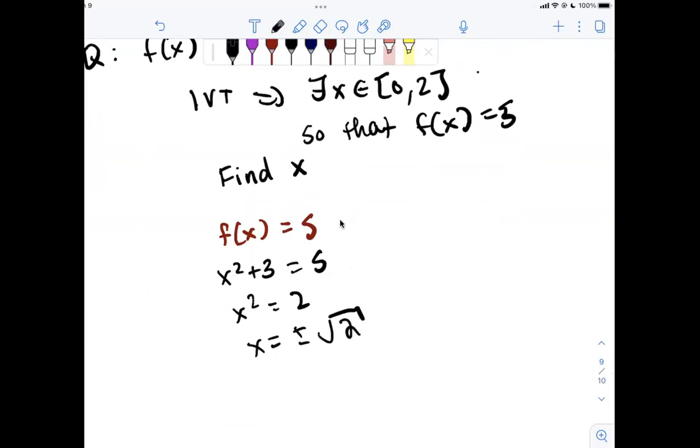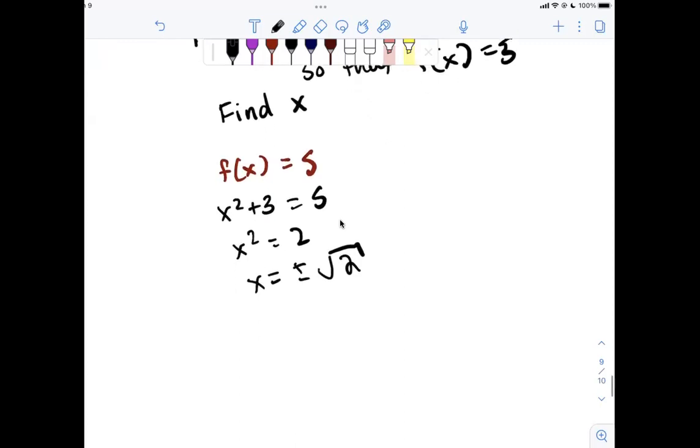Now x has to be between 0 and 2. So we need to take the positive square root, and that is between 0 and 2. So we actually are just going to have x equals the square root of 2. And that's going to be our final answer.